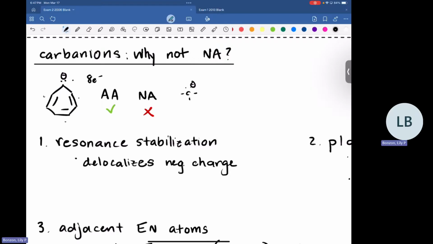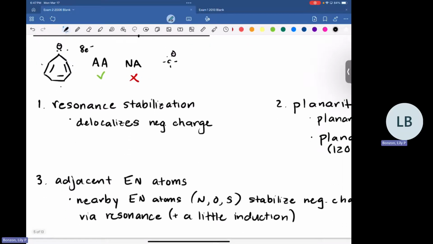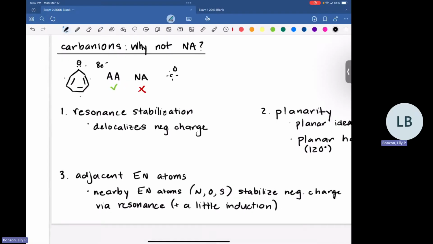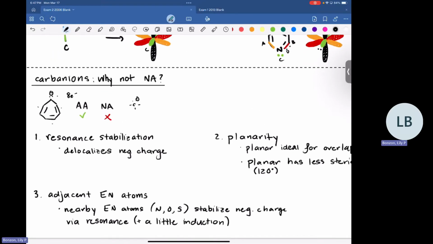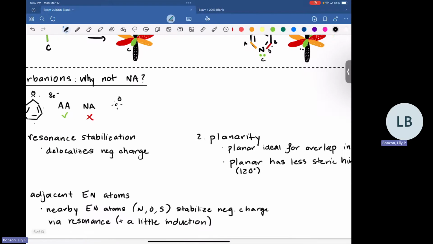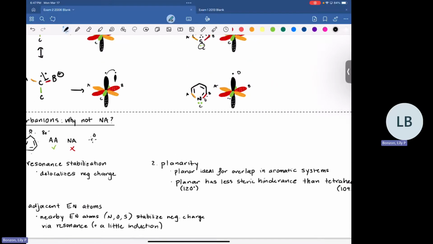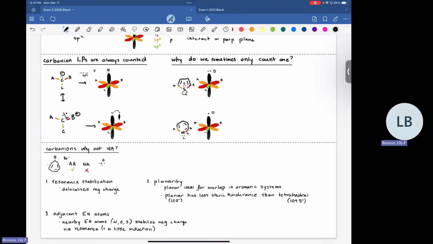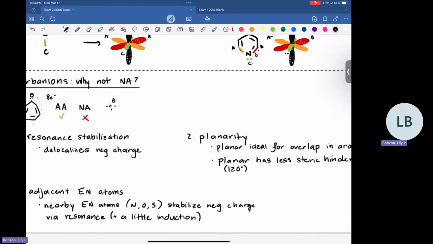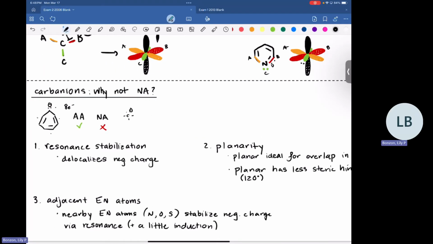And so the reason is that for carbons, it's a little bit different than for a nitrogen or sulfur or an oxygen. So for carbons, the resonance stabilization will delocalize that negative charge. The planarity will also contribute to the stability of that molecule or the carbon. So a planar structure is better since there's less overlap between steric hindrance and other groups. And then in this one, we don't have any adjacent electronegative atoms, but maybe there's like a sulfur, or an oxygen, or a nitrogen, and that would also stabilize that negative charge.